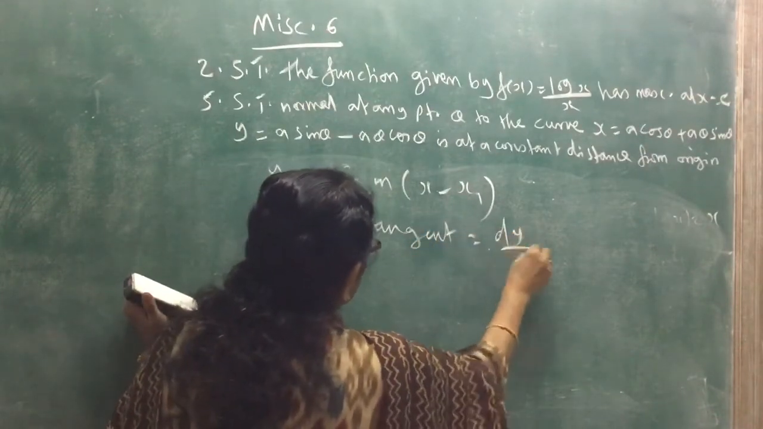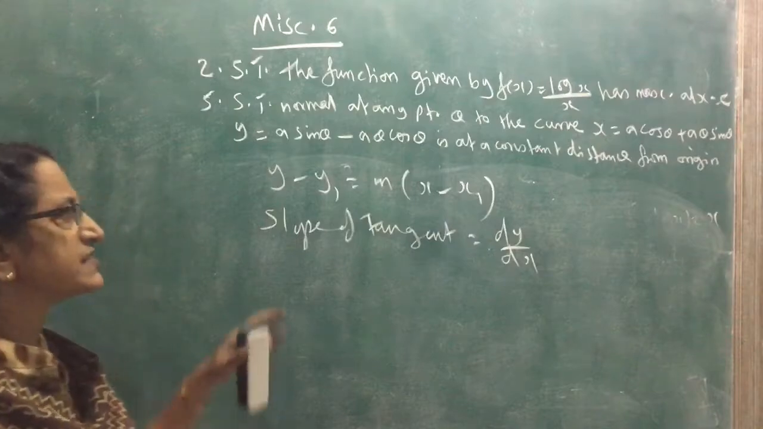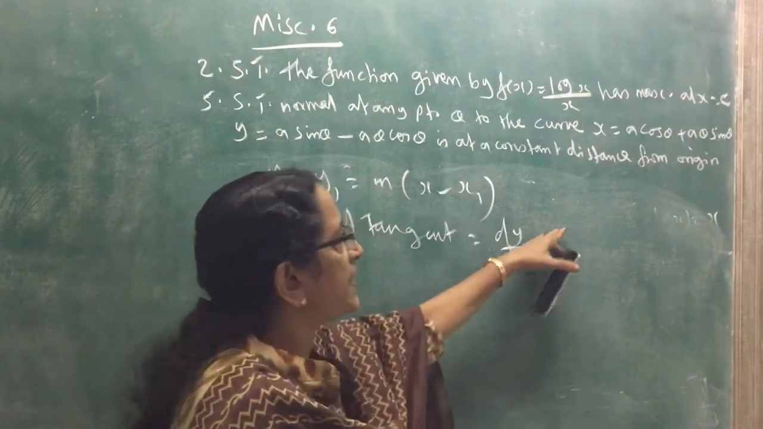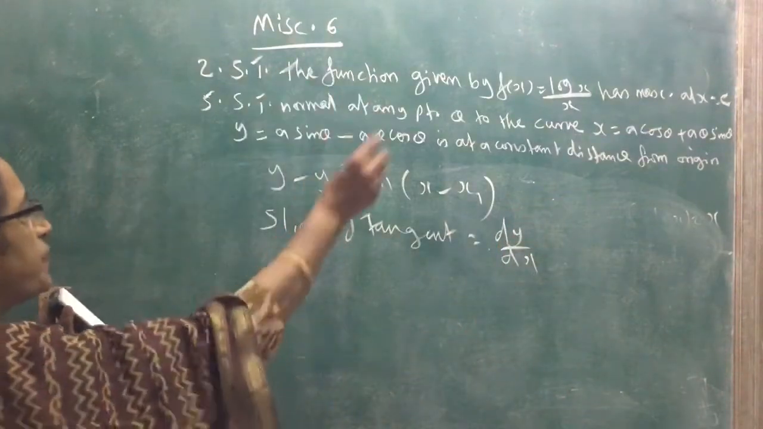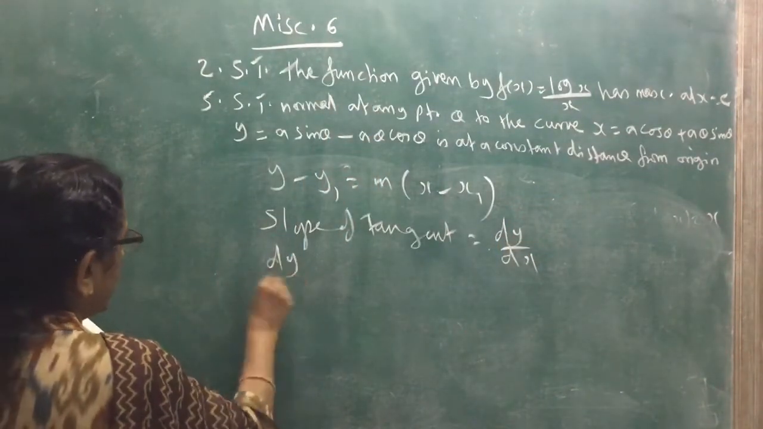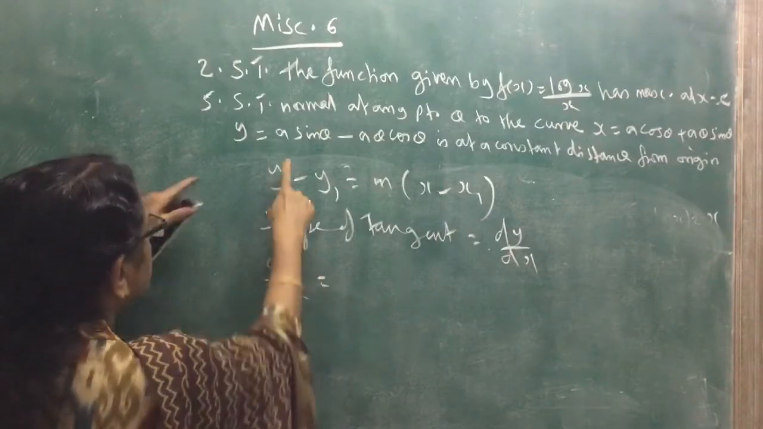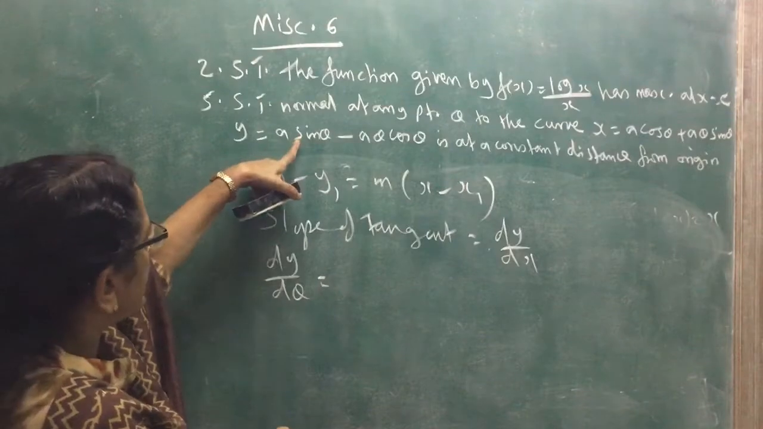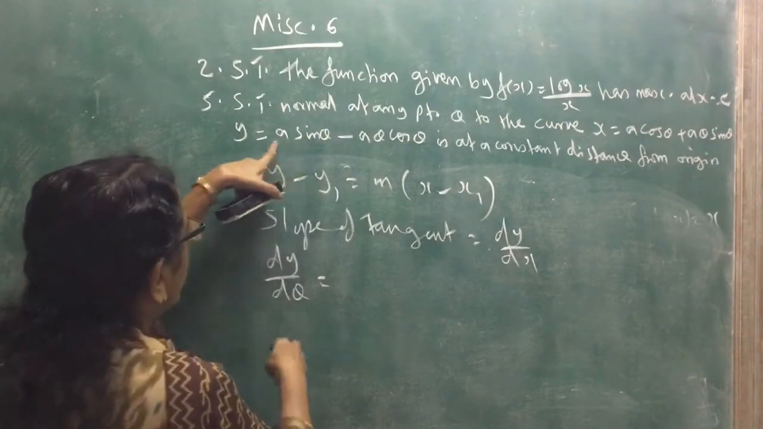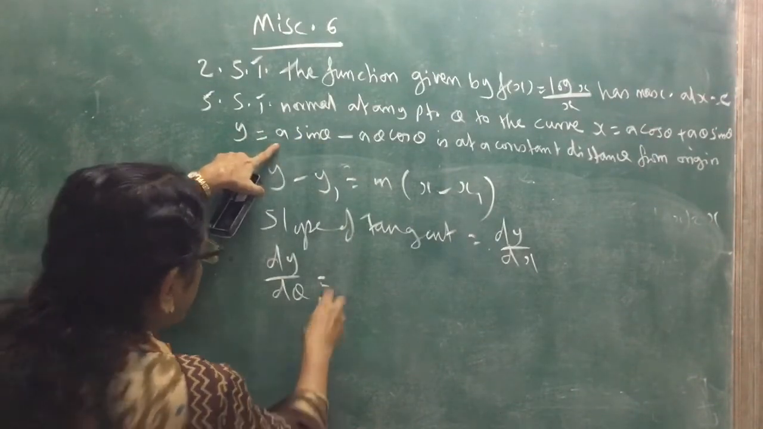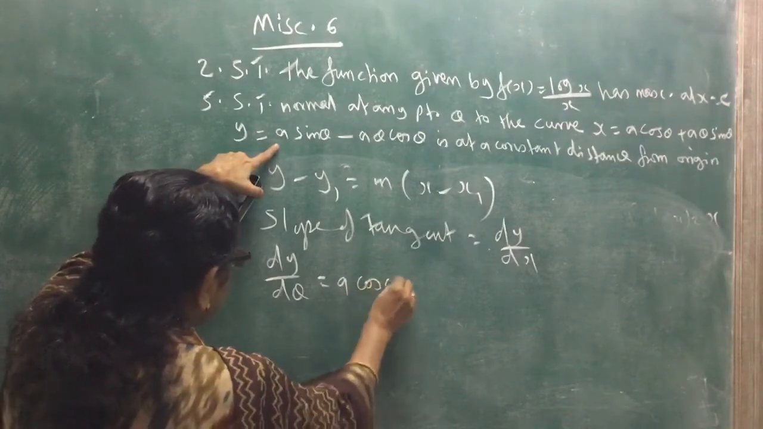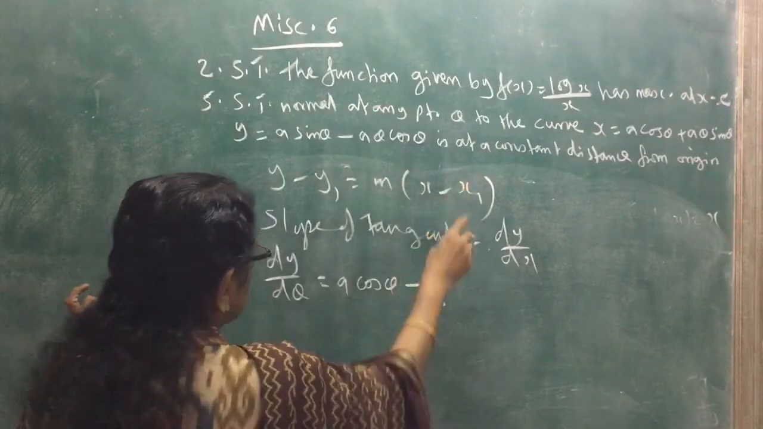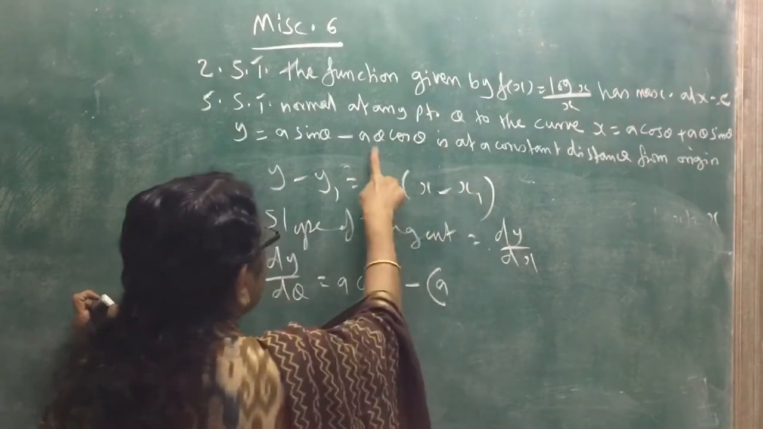dy by dx. So we can find dy by dx. It is in the parametric form, so dy by dx equal to dy by d theta divided by dx by d theta. First we find dy by d theta. dy by d theta equal to, this is y, a sin theta minus a theta cos theta. So we find the derivative of y with respect to theta: a into the derivative of sin theta, cos theta, minus the derivative of a theta cos theta, that is a into the derivative of theta cos theta.